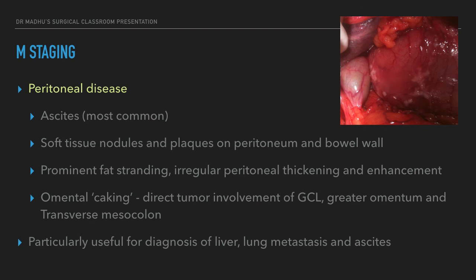Coming to M staging on a CT scan, we need to discern how to diagnose peritoneal disease on a CT scan, which is an M stage in carcinoma stomach. Peritoneal disease can manifest as ascites, which is the most common. There are other manifestations like soft tissue nodules or plaques on the peritoneum and bowel wall. There can be prominent fat stranding, and irregular peritoneal thickening and enhancement. The so-called omental caking, which occurs due to direct involvement of the peritoneum of the gastrocolic ligament, greater omentum and transverse mesocolon, is another sign of peritoneal disease. Other distant organs that can be involved by metastasis are lung, liver, and bone, which can also be identified on a CT scan. So, all this will help us in diagnosing the M staging of gastric adenocarcinoma.